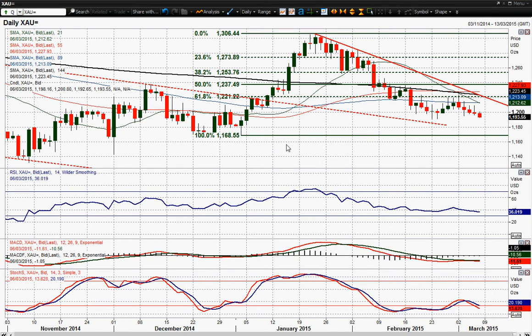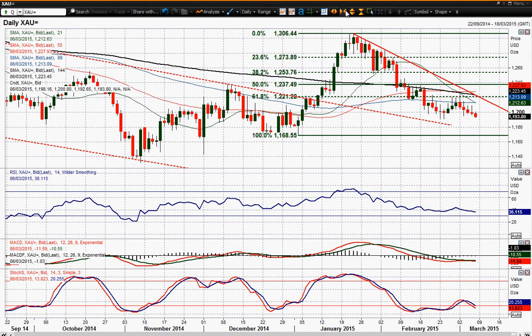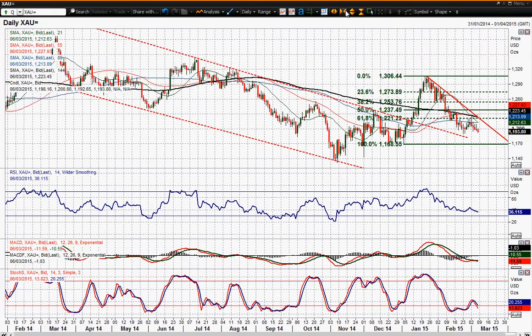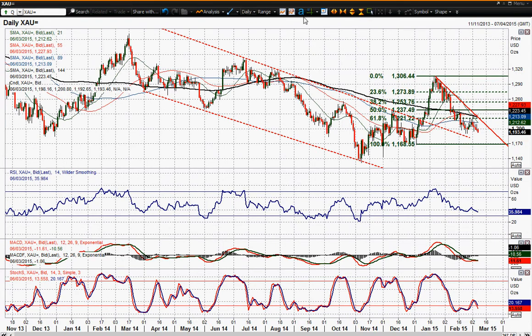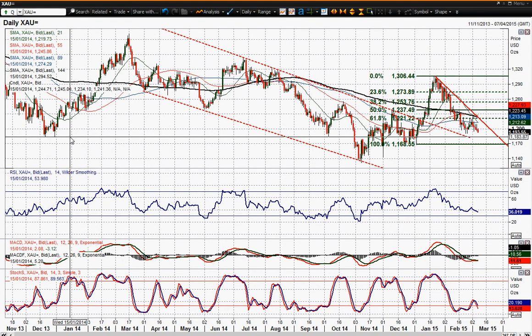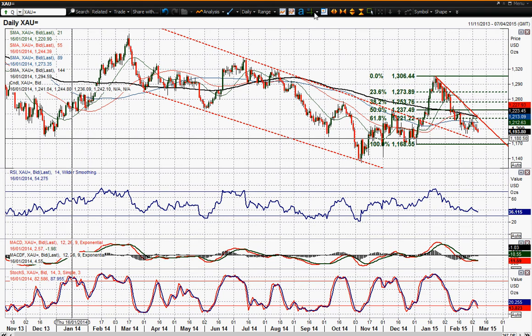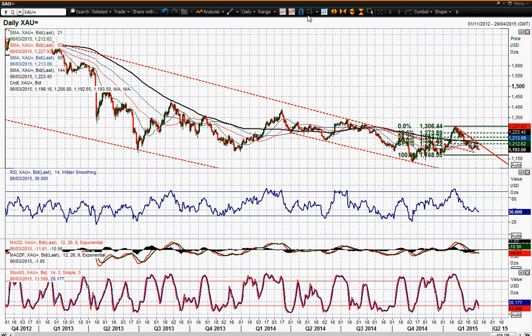And if we saw a breakdown of the range lows, then arguably it reopens the 1168 level, but you'd also zoom out here, because we've got that old support that comes in around the 1180 level. That was the massive support that we had from a historic level, from June 2013. 1180.70 was the low there.